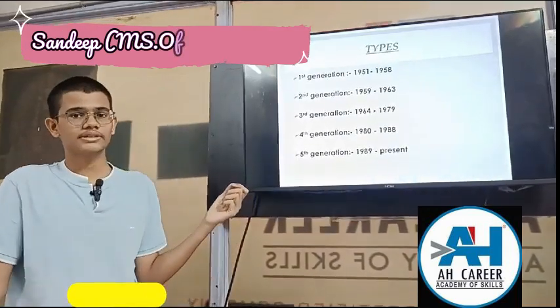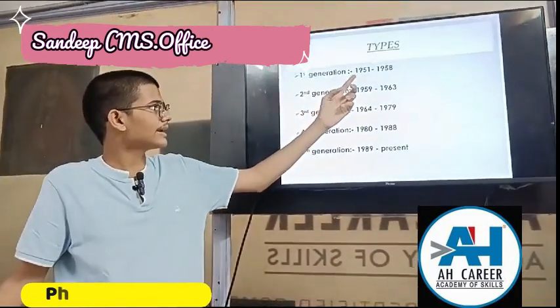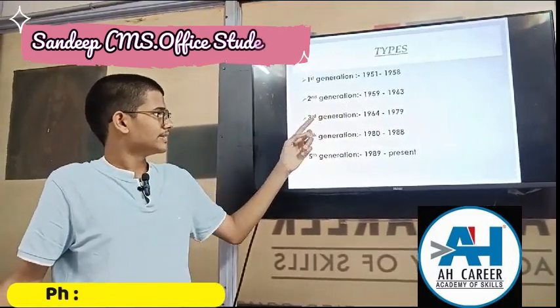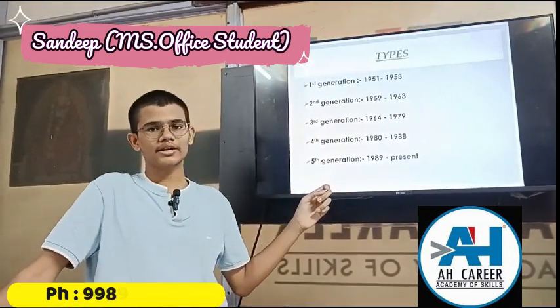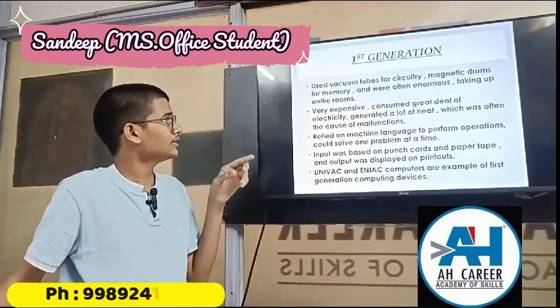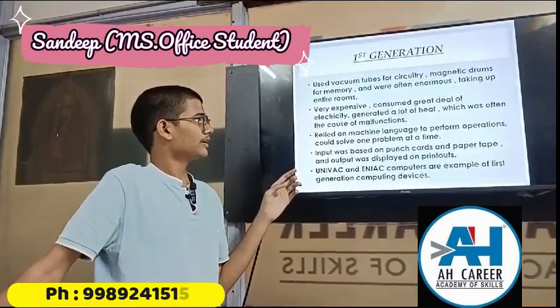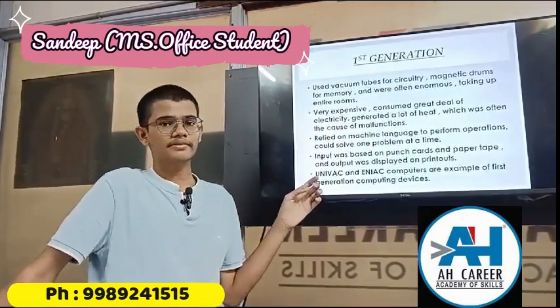Now moving to the next slide, you can see the types of generation. First generation, which took place in the year 1951. The second generation, 1959 to 63, third is 64 to 79, fourth is 80 to 88, fifth is 89 to now, present day. In the first generation, it used vacuum tubes for circuitry and magnetic drums for memory, and were often enormous, taking up entire rooms.